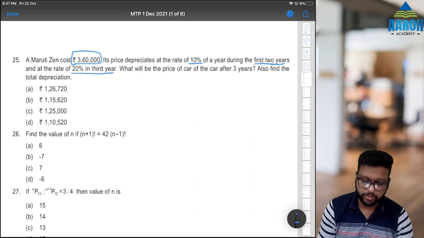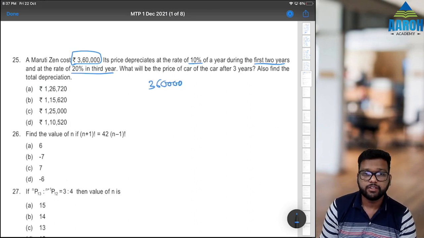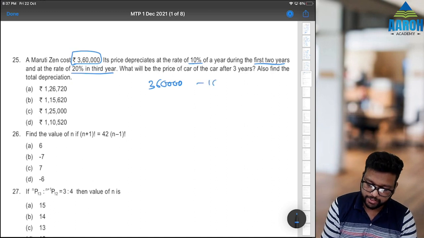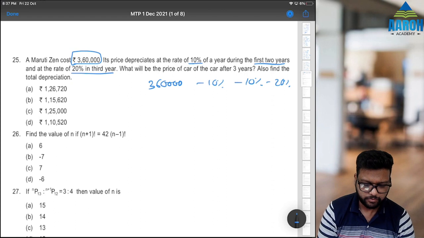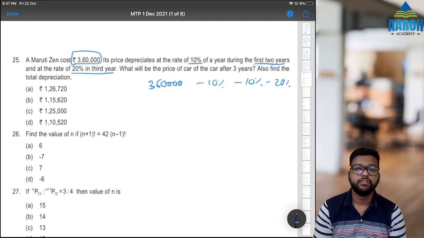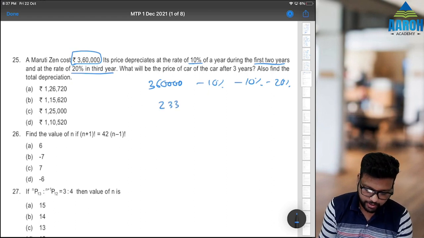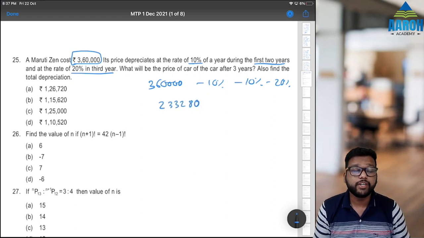Again, same thing on calculator. You can directly calculate 3,60,000. Then we want after 3 years, so minus 10%, minus 10%, and minus 20%. That gives us WDV as 233,280. That is not in the options.